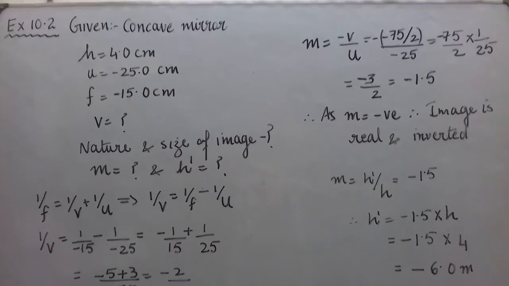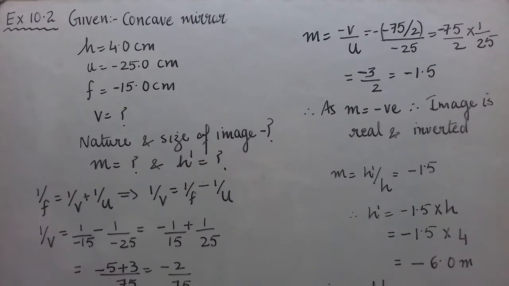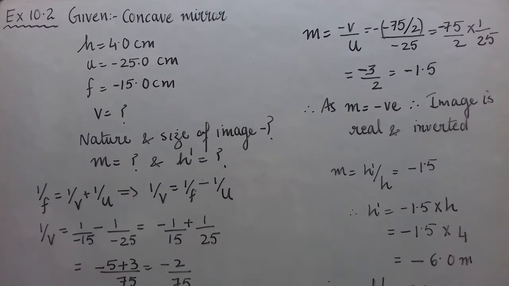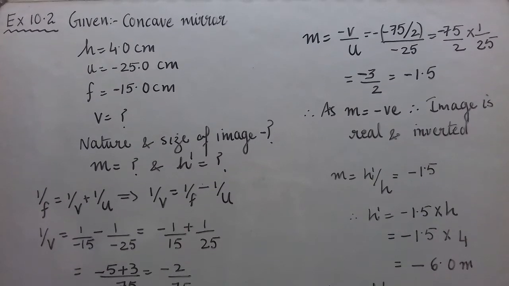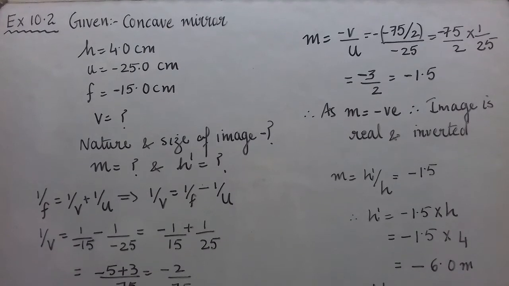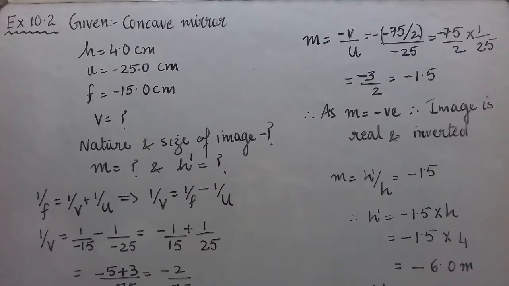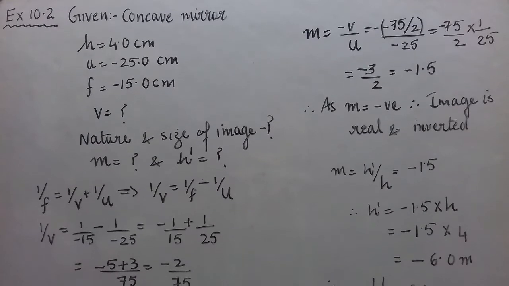Now example 10.2. An object 4 cm in size, 4.0 cm in size, is placed at 25.0 cm in front of a concave mirror of focal length 15.0 cm. At what distance from the mirror should a screen be placed in order to obtain a sharp image? Find the nature and size of the image.